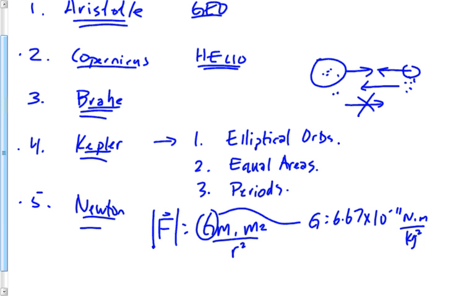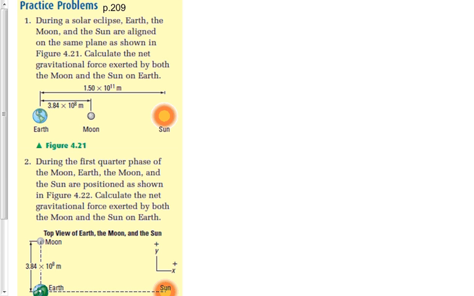All right. We had some questions for homework on page 209, but these questions were a little bit more complicated than just F is equal to G m1 m2 over r squared. These ones had three objects in a row: the Earth, the Moon, and the Sun, all in a row. We wanted to find the force of gravity on one of these objects, in this case the Earth, due to the Moon and the Sun. How do we tackle that? How do we find the force on the Earth due to the Moon and the Sun?